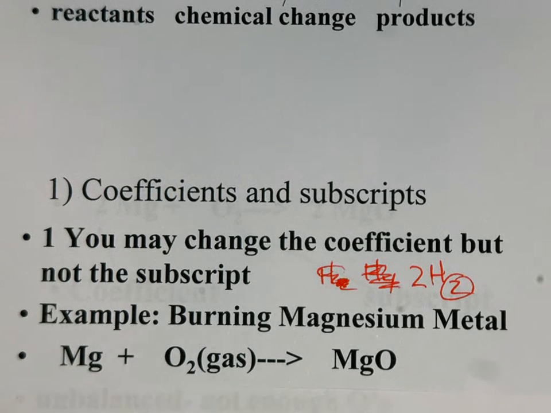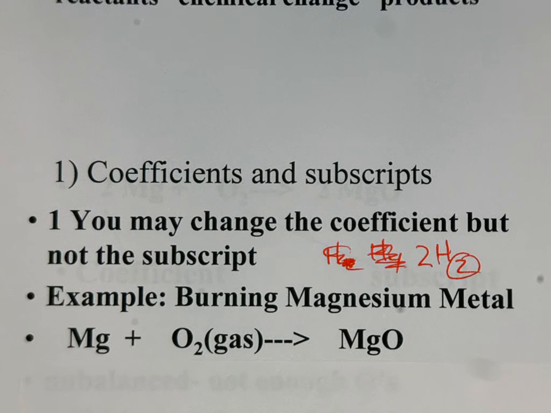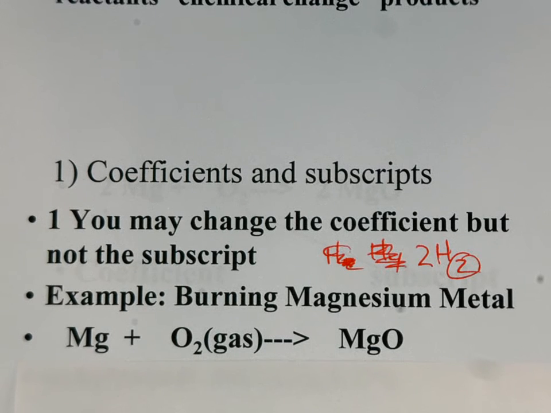And let's take a look at this equation right here. Now, I'd burn this for you. It's really cool. This is a metal that can burn, but I can't do it right now. So let's do Mg plus O2 gas changes into MgO, magnesium oxide. Now, this is not a balanced equation.